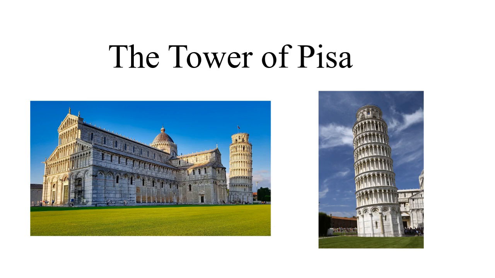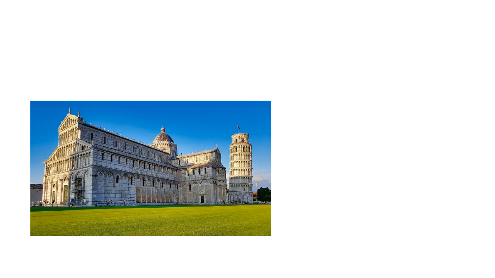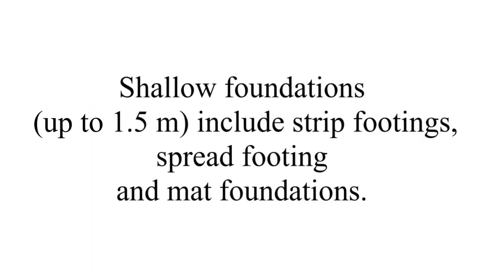Shallow and deep foundations are two different types, mostly differing in how far they extend into the ground. As the name suggests, shallow foundations do not extend far into the ground. They spread structural loads to soil close to the surface. Shallow foundations that are up to 1.5 meters include spread footings, strip footings, and mat foundations.